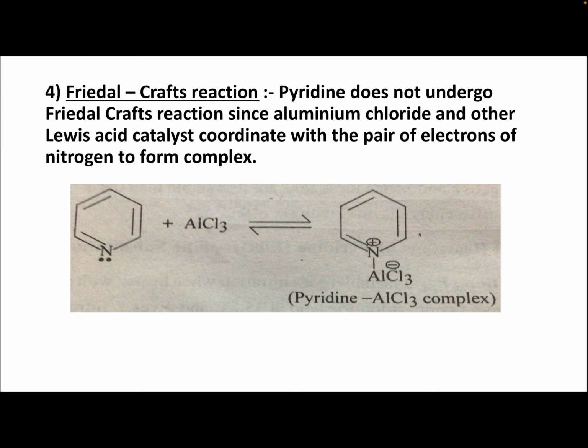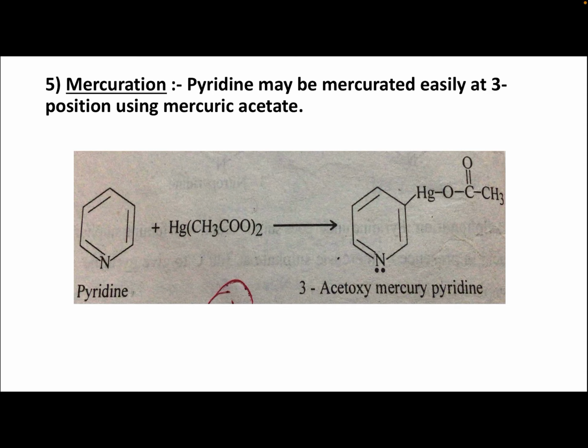Next, Friedel-Crafts reaction. Pyridine does not undergo Friedel-Crafts reaction since aluminum chloride and other Lewis acid catalysts coordinate with the lone pair of electrons of nitrogen to form a complex. So here the electrophilic substitution reaction cannot take place. On pyridine plus AlCl3, AlCl3 is attacking the nitrogen lone pair and a complex is formed. Pyridine aluminum chloride complex is formed in the Friedel-Crafts reaction.